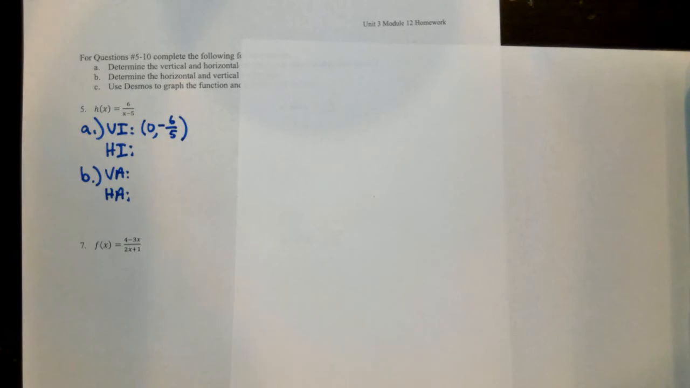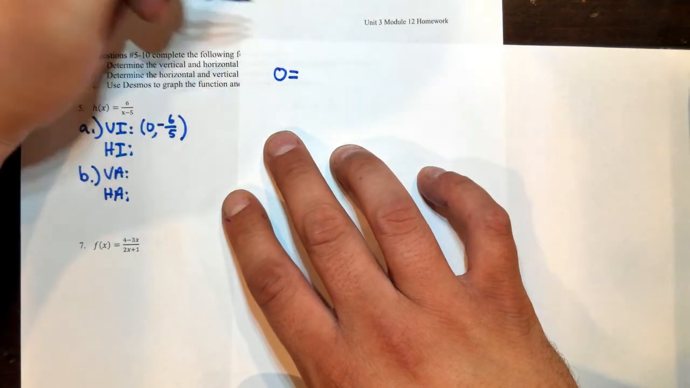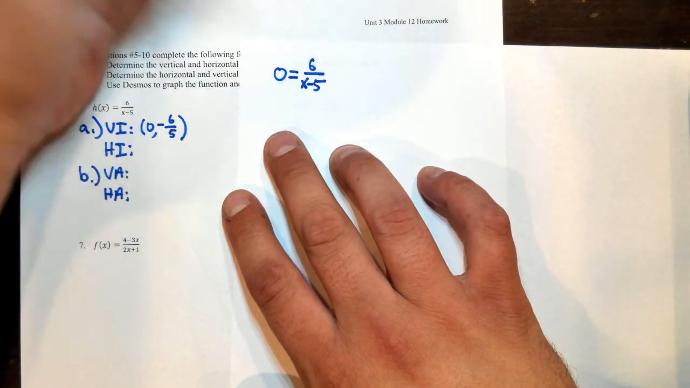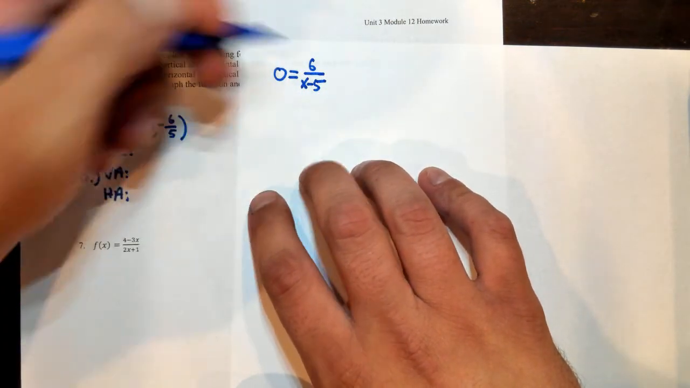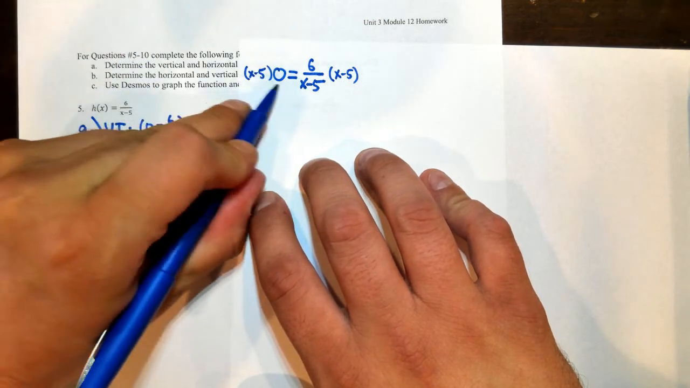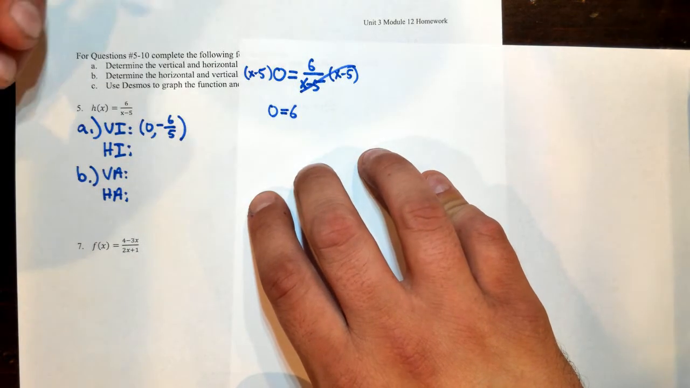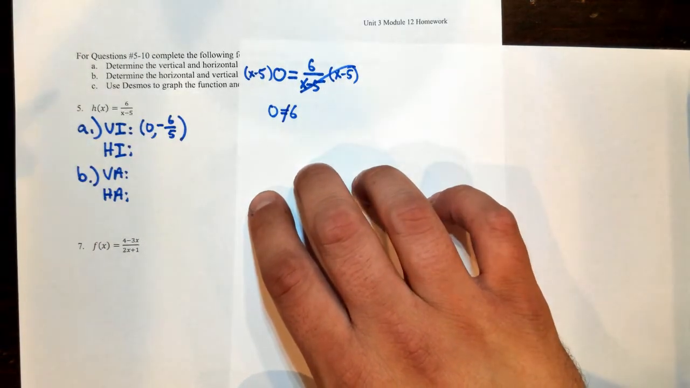The horizontal intercept. To do that, we essentially want to solve for x. Set our equation equal to 0 and solve for x. So let's see here. We have 0 is going to be equal to 6 over x minus 5. Let's get rid of that fraction, multiply both sides by x minus 5. Well, 0 times anything is 0, so this is going to be 0 equals 6. We know that is not true. So in this case, there is no horizontal intercept. When that happens, it does not exist.